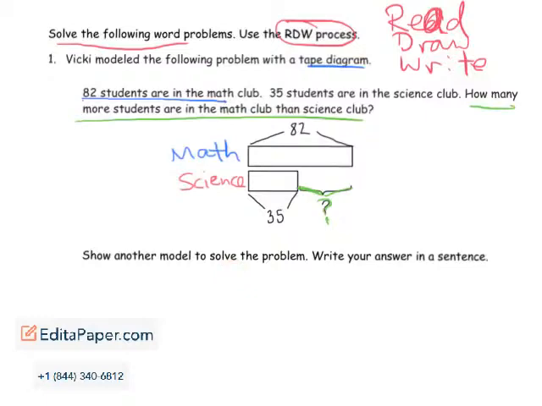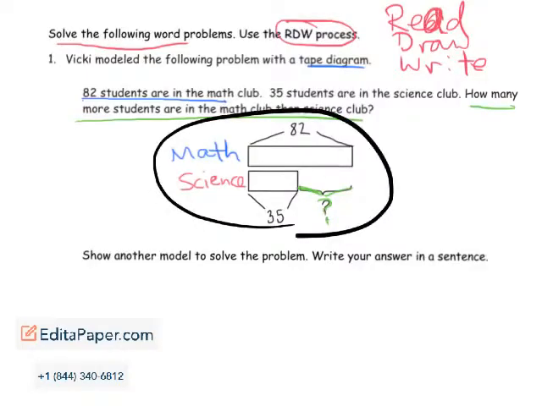It took me a little while to figure out what else I would do, because this drawing seems pretty darn perfect. But another way to model this would be to represent it as a subtraction problem, 82 minus 35, and we can solve that problem. We're going to unbundle a 10, giving us 12 ones instead of 2. And then 12 minus 5 is 7, and 7 minus 3 is 4. So that's one way to model the problem.